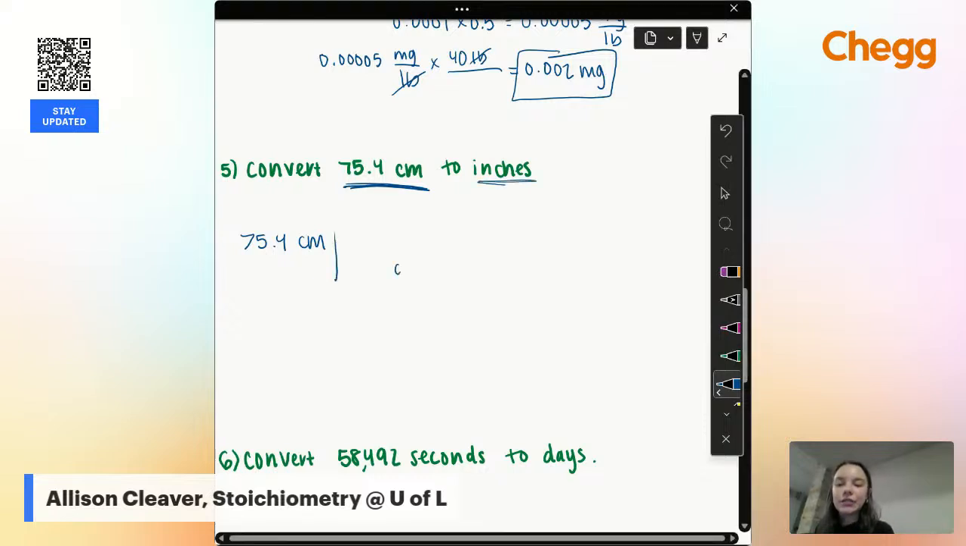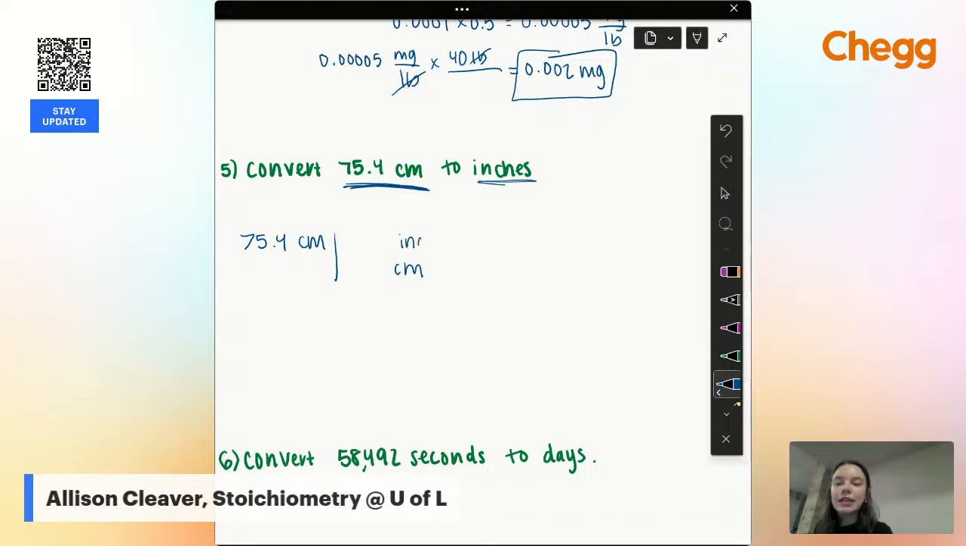So I need a conversion factor that's going to get me from centimeters to inches. To get it engraved in your brains again, what's on the top has to be on the bottom. So that's why we put centimeters on the bottom. Okay, so with this conversion factor, most teachers will maybe give it to you. I had to memorize it. But if you're given it, that's great. If you have to memorize it, now's a great time to learn. In 1 inch, there is 2.54 centimeters.